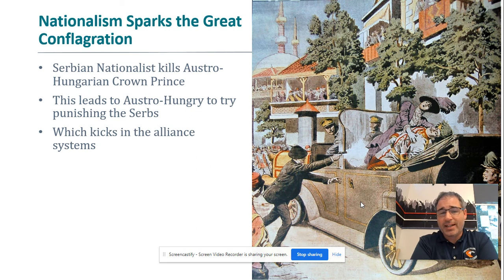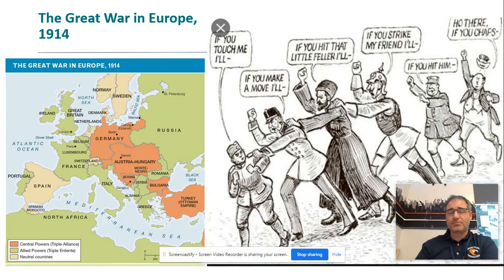And on a day of Serbian nationalism and Serbian pride, the Archduke Franz Ferdinand, the crown prince of the Austro-Hungarian Empire, came into Sarajevo, the heart of Serbian territory, and he was attacked and killed by Serbian nationalists. In particular, this guy right here, I believe his name is Gavrilo Princip. And as a result of the murder of the Archduke, the alliance system will kick in.